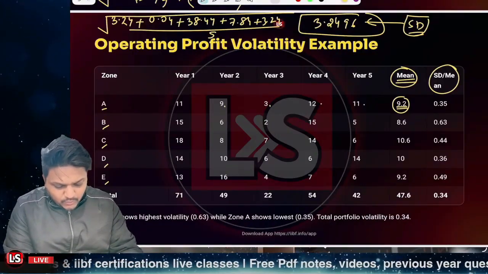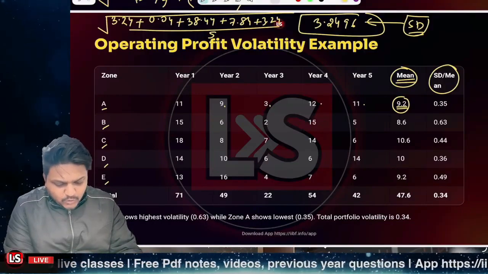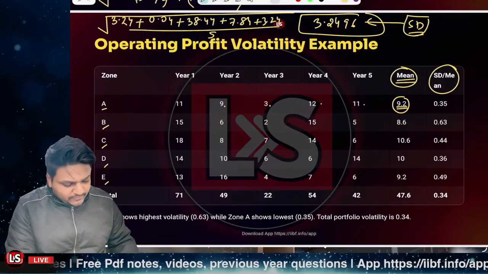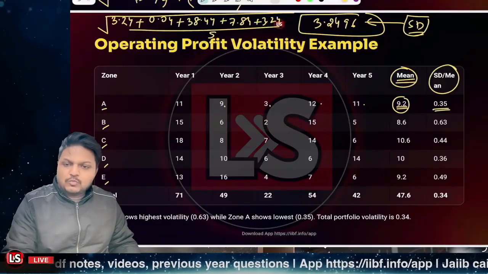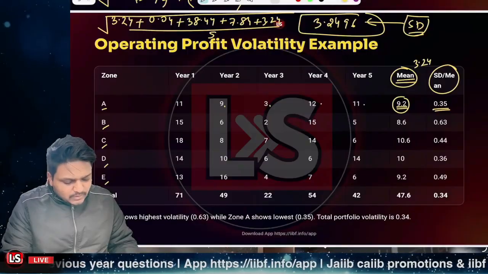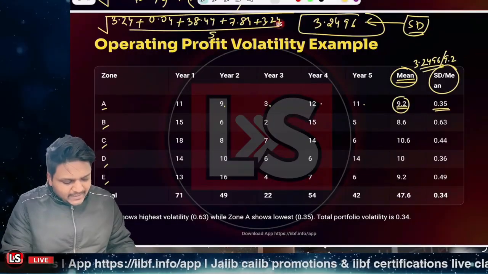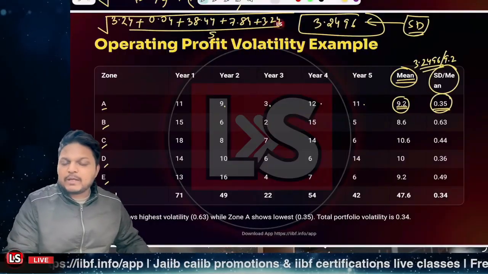So it will be 3.2496 divided by 9.2, that is equal to 0.35. So we have to calculate the standard deviation to mean ratio. The standard deviation here we calculated is 3.2496, divided by the mean, that is 9.2, and it came out to be 0.35.